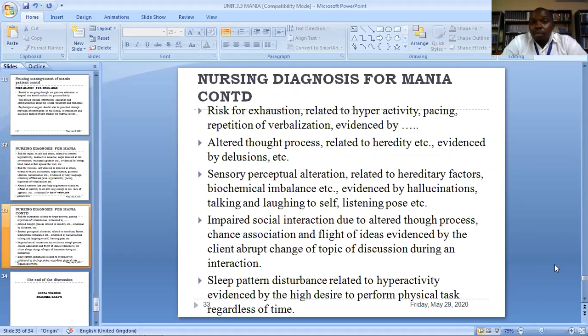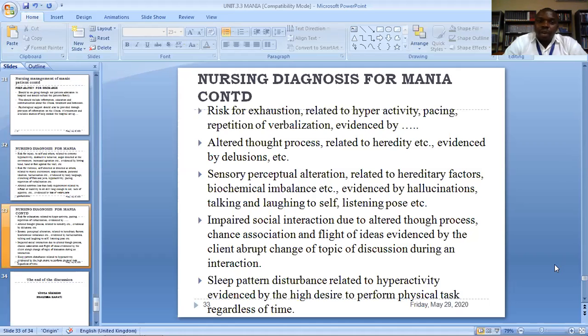The other problem is the risk of exhaustion related to hyperactivity, pacing, repetition of verbalization. Altered thought process can be another problem related to hereditary factors, usually evidenced by them having delusions, even hallucinations. Sensory perceptual alteration related to hereditary factors and biochemical imbalance is usually evidenced by hallucinations, talking and laughing to self, listening, pause.